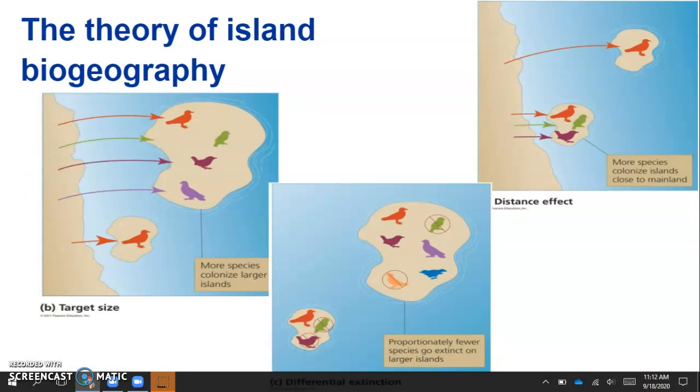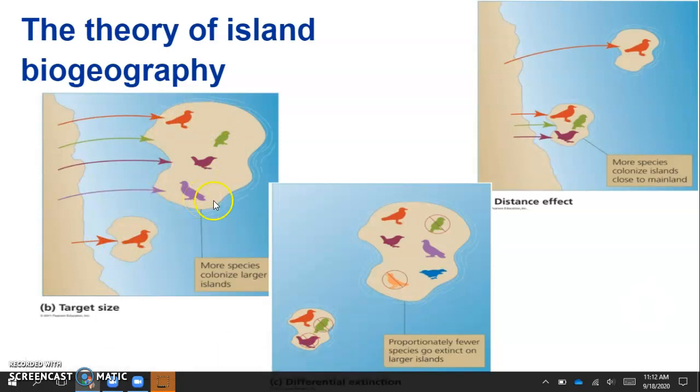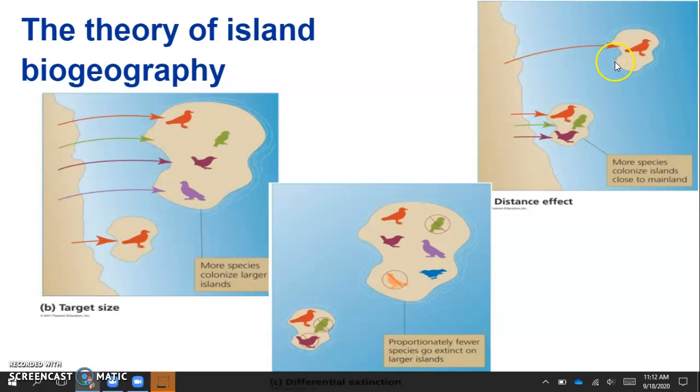So here's just a depiction of that. In this first image, we've got a smaller island closer to the shore, and then we've got a larger island a little bit further away. We're going to see more species that colonize the larger islands because there are more resources and there's more habitat space. And then proportionately, fewer species will go extinct on larger islands because there's just more resources available. However, if you have two similarly sized islands and one is further away, you will find more species that colonize the closer island because it's easier to get there from the mainland.